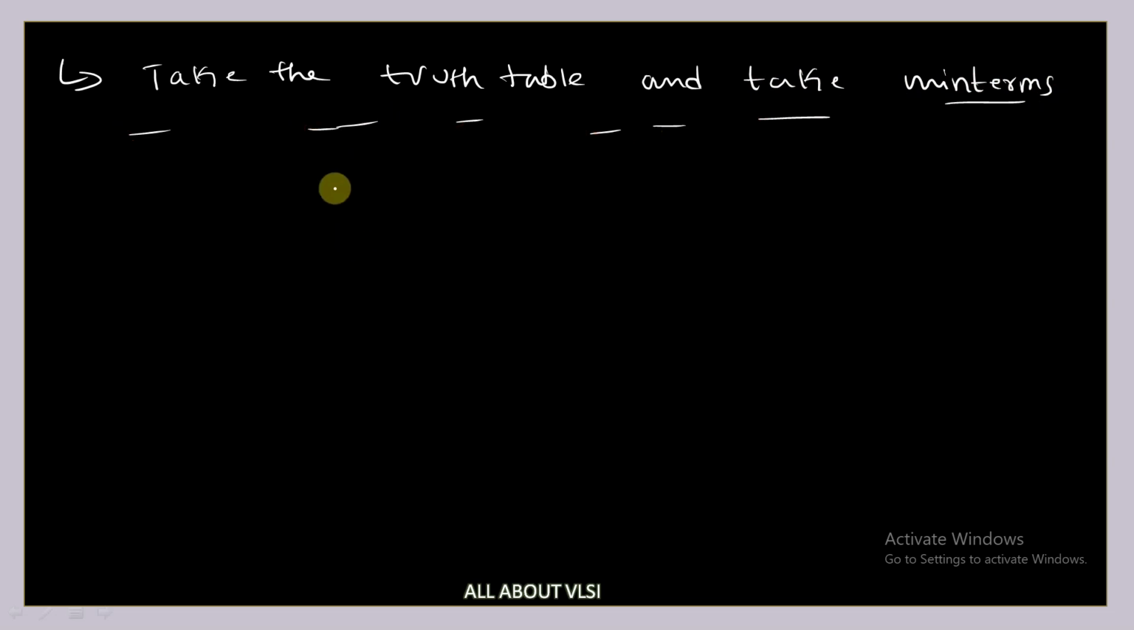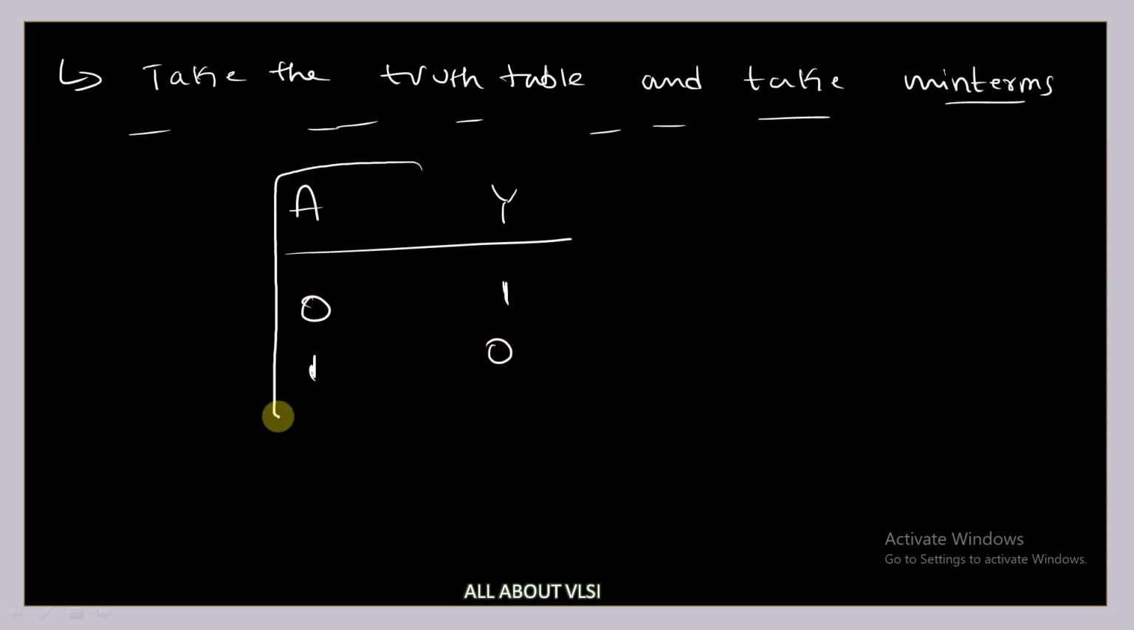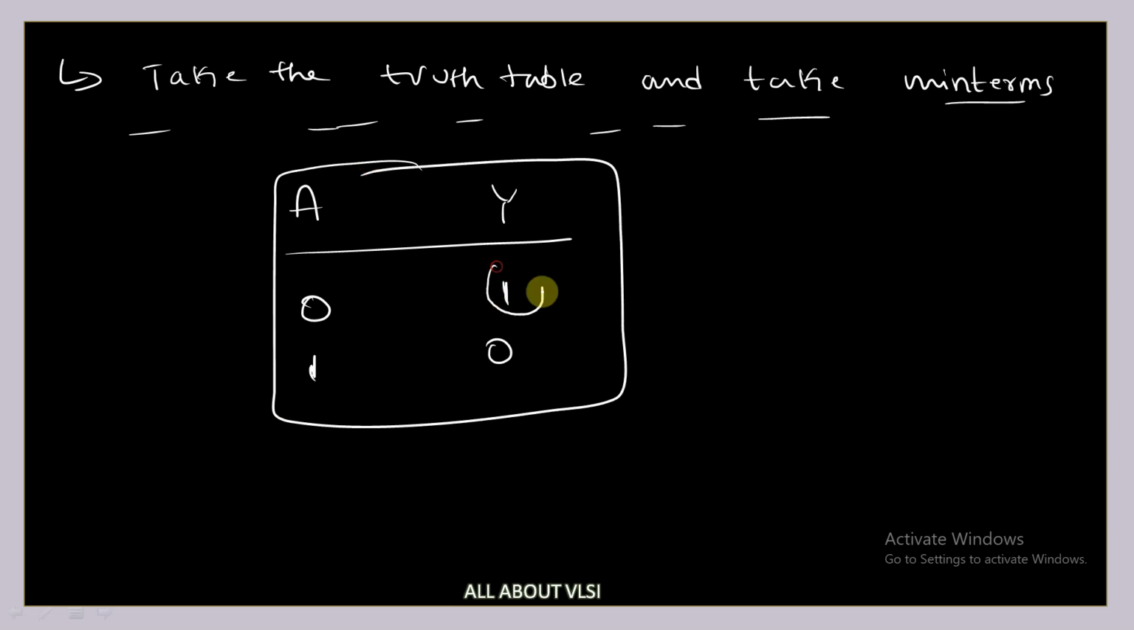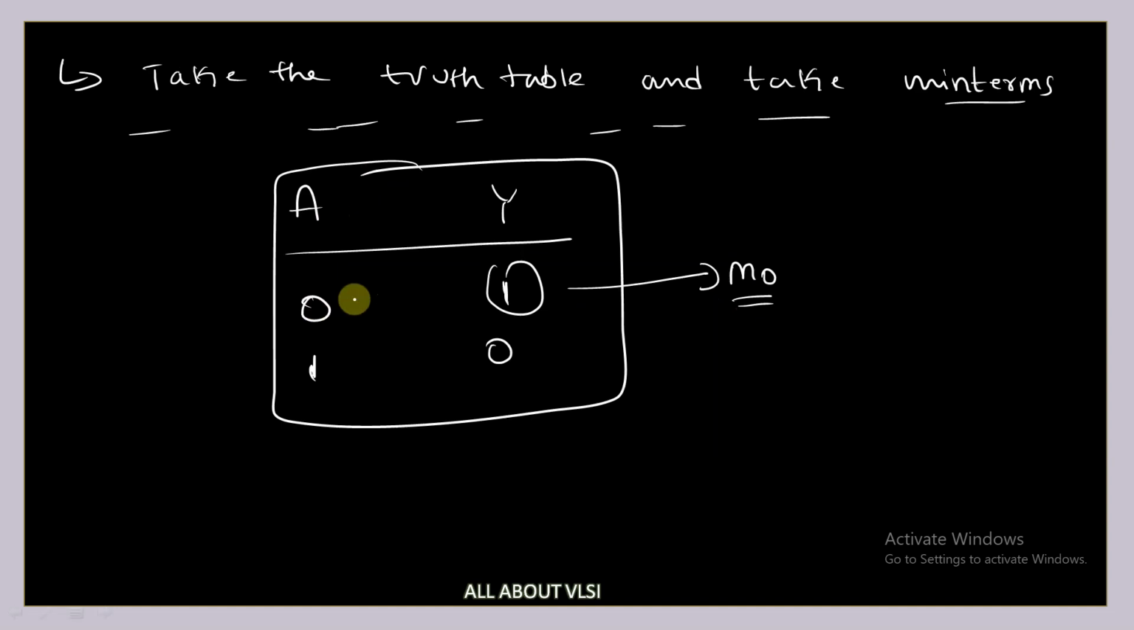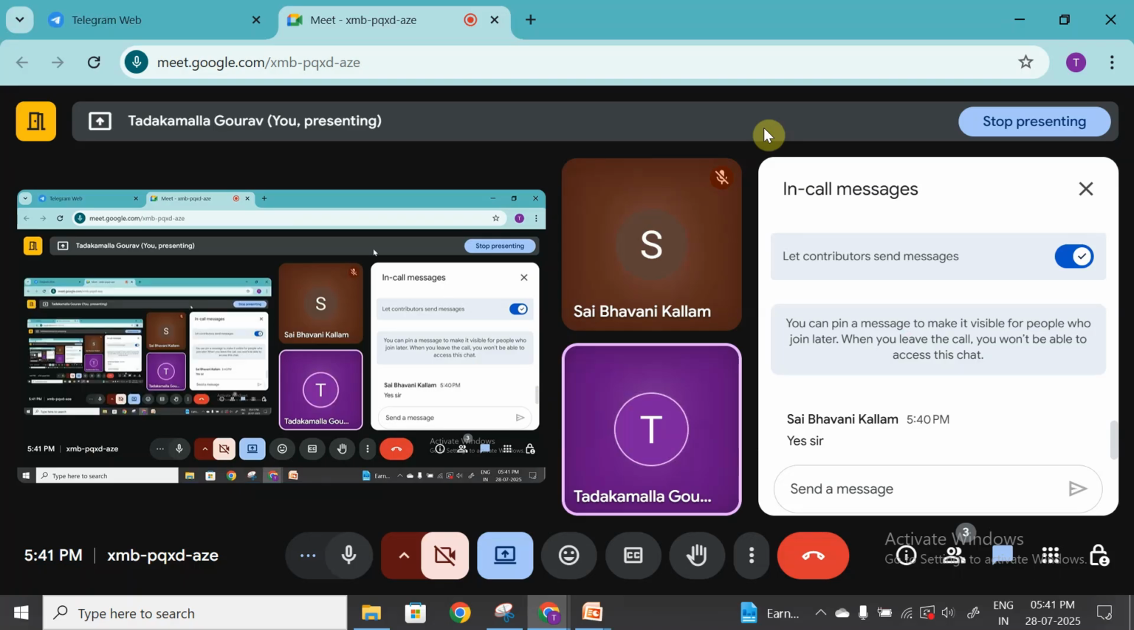So let's see. This is our truth table, A, and this is your output Y. If A is equal to 0, output is equal to 1, and if it is equal to 1, it is equal to 0. So what is the minterm which we are having? Only a single minterm, which is M0. That minterm you are making 1 here and remaining all minterms 0. That's it. Just you are activating the 0th pin, that is the I0 pin, as 1, and remaining pins as 0. Is it clear?